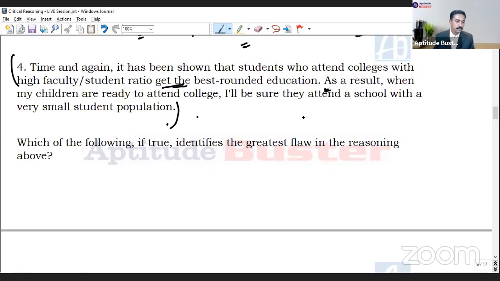Let's try for this question. Which of the following, if true, identifies the greatest flaw in the reasoning above? If you go through the question, it won't take much time for you to identify the keyword. The keyword in the given question is the greatest flaw. Now, this is the point where your reasoning ability steps in. Why are these words being framed? First thing, hope you know the meaning of the word flaw. Flaw means weakness. In this case, let's say the error.